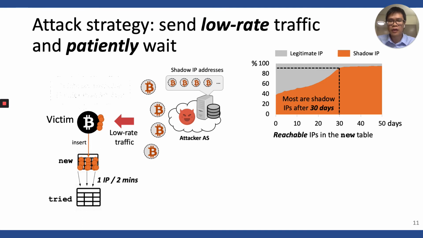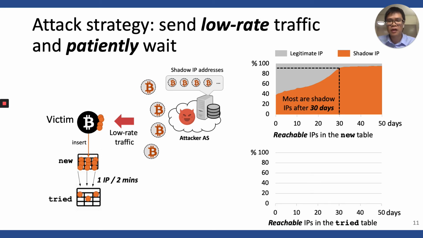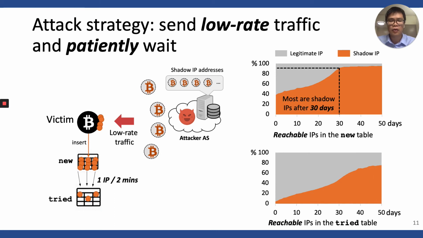For the tried table, the attacker patiently waits, because a reachable IP is moved from the new to the tried table every 2 minutes on average. Note that there is no other way to directly insert an IP into the tried table, but only to wait until the IP is naturally moved from the new to the tried table. We saw a similar plot for the ratio of the shadow IPs to the reachable IPs in the tried table, and we can see that the number of shadow IPs keeps increasing gradually in this tried table.